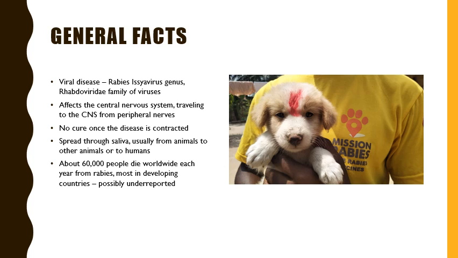Once the disease is contracted, unfortunately, we don't have a cure. So at this point, it's really important to prevent the disease from occurring in the first place. It's spread through saliva, and usually it would be from one animal to another animal or from an animal to a human. And the current rate of death is 60,000 people a year. However, that's probably really underreported. It's probably a lot higher than what it actually is because a lot of those deaths occur in developing countries where sometimes we can't collect as much accurate data as we'd like to.